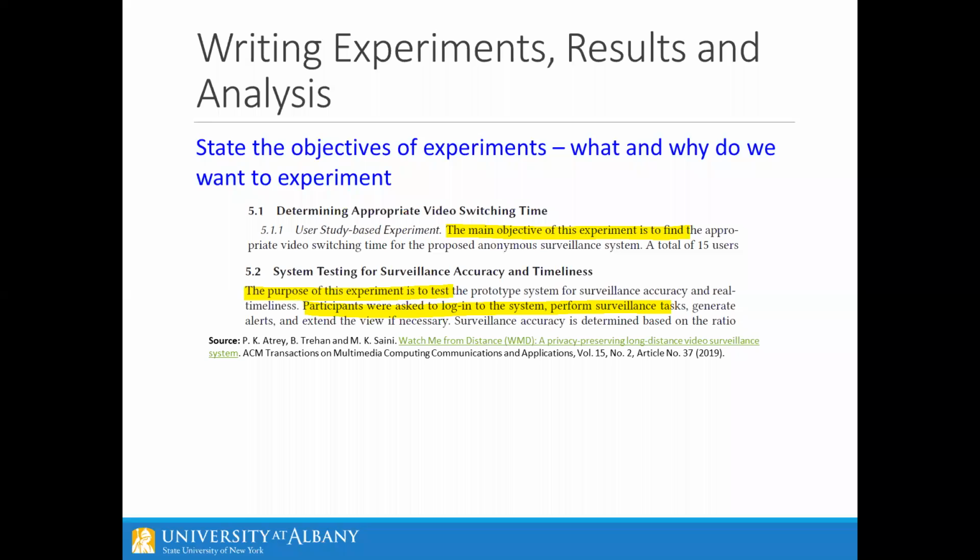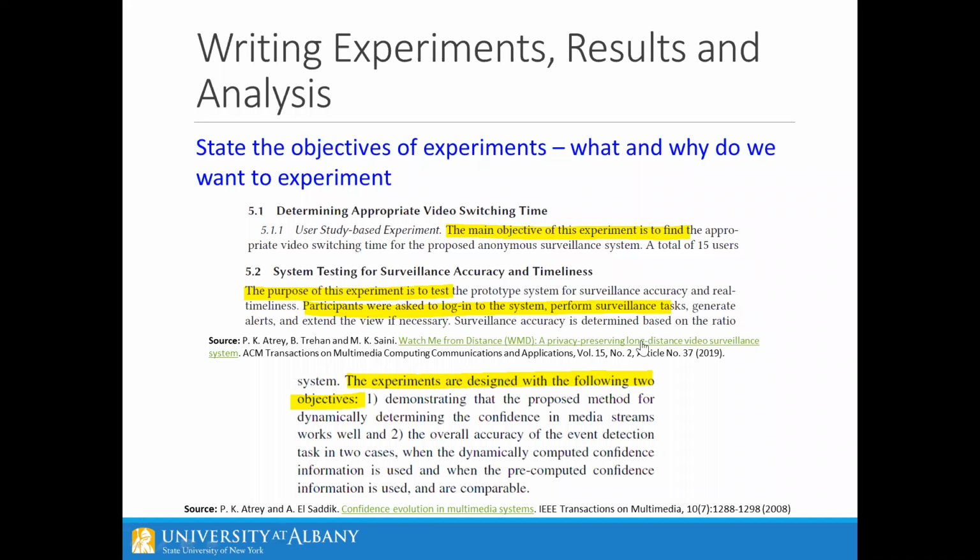Okay, so writing experiments, results, and analysis. First of all, we need to state the objective of experiments, what experiments we want to do, and what their objective is. So there are some examples here. You should explicitly mention that the main objective of this experiment is to do, or the purpose of this experiment is to test, and so and so. It could be written in this way as well: the experiments are designed with the following two objectives, and so on.